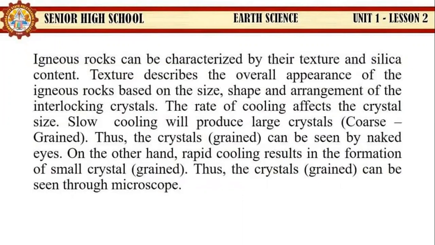Igneous rocks can be characterized by their texture and silica content. Texture describes the overall appearance of the igneous rock based on the size, shape, and arrangement of the interlocking crystals. The rate of cooling affects the crystal size. Slow cooling will produce large crystals or coarse grain. Thus, the crystals or grain can be seen by the naked eye. On the other hand, rapid cooling results in the formation of small crystals or grain. Thus, the crystals or grain can be seen only through a microscope.